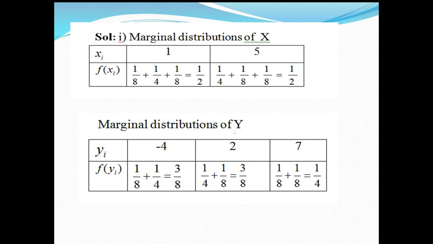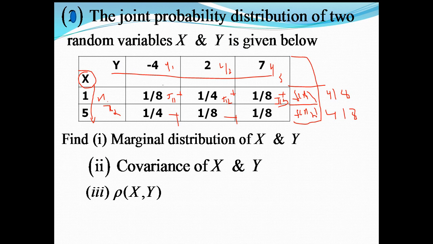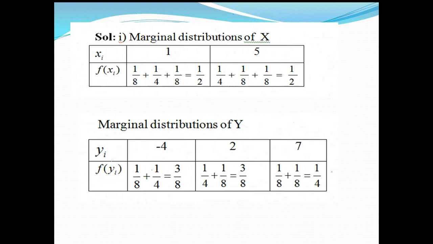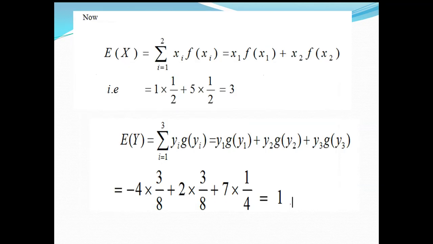Now the marginal distribution of y we can get by adding the elements of the first column. Next, this value we can obtain by adding all the elements in the second column. This we can obtain by adding all the elements in the third column, that is 1 by 8 plus 1 by 4 we get g of y1. 1 by 4 plus 1 by 8 we get g of y2. 1 by 8 plus 1 by 8 we get g of y3, that is 1 by 4, 3 by 8, 3 by 8, 1 by 4. So this is about finding the marginal distribution of x and y.